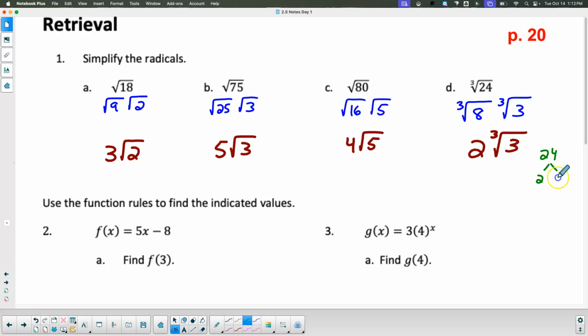Okay. All right. So 24 here is 2 times 12. 12 is 2 times 6. 6 is 2 times 3. So I'm looking for triples. That gets me my 1 that comes out. And then 3 is not a triple, so it stays in. Okay. Good to go on now? All right.